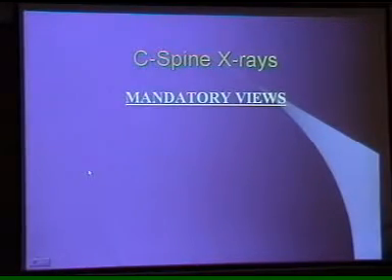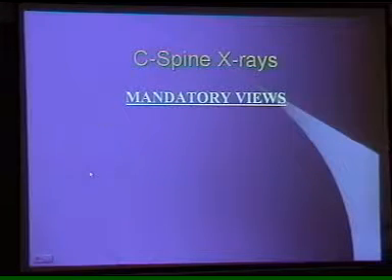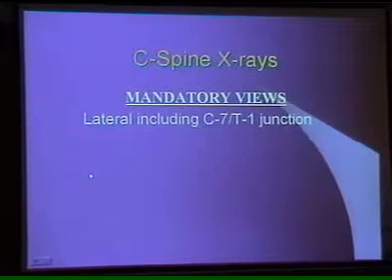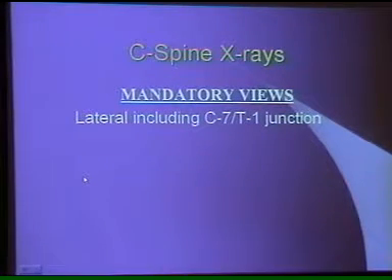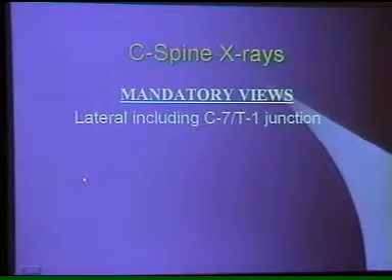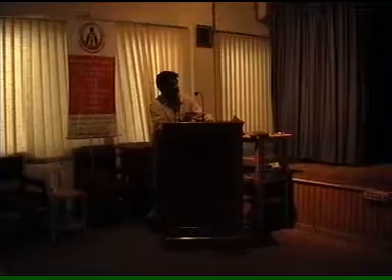Now, there are certain mandatory views of the cervical spine, which are essential and are part of the trauma series when somebody presents with multiple injuries. Lateral, including C7 to T1. This is most important because the X-ray has to be adequate to be judged. If T1 is not visible, you really can't make up your mind whether the cervical spine X-ray is normal. That's why we need a swimmer's view, which brings up the junction of the cervicothoracic area, C7 and T1.